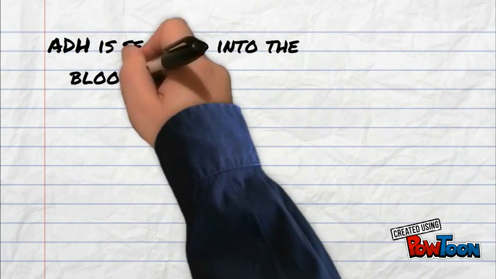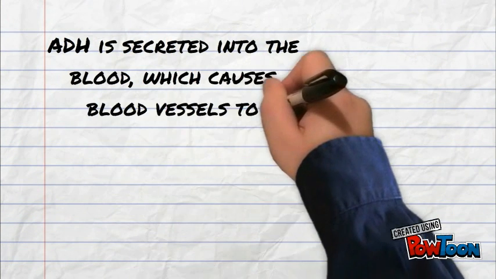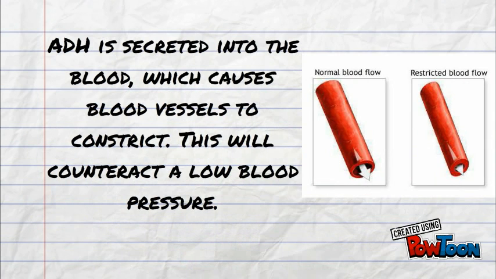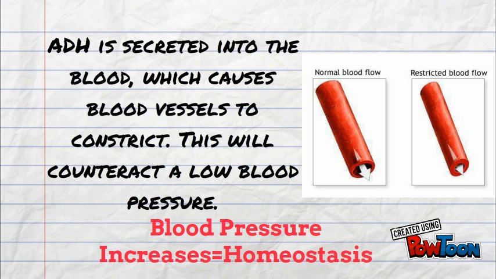ADH causes blood vessels to constrict. When the blood vessels constrict, their diameters narrow. Even though the overall blood volume may be lower, the area the blood has to fill is less. Therefore, the blood pressure is increased, which will bring the person back to homeostasis.